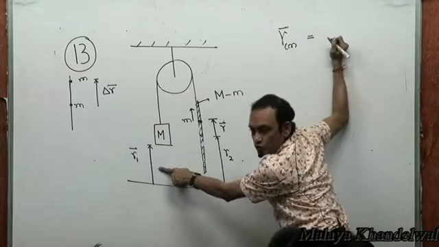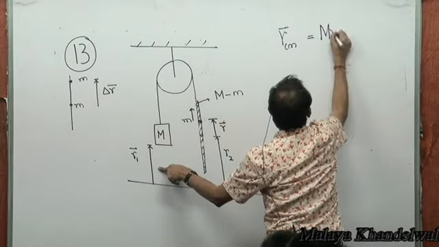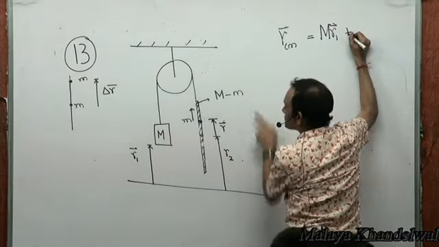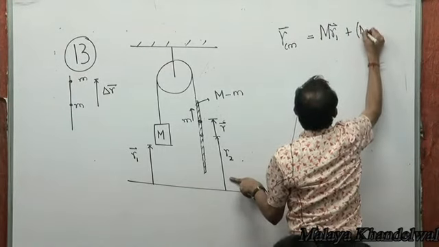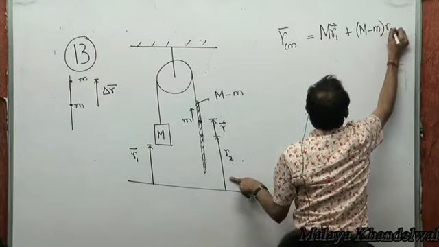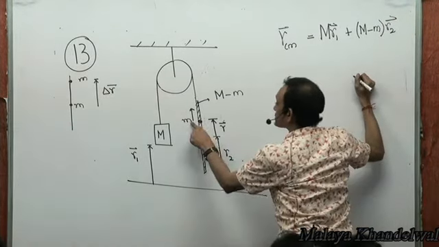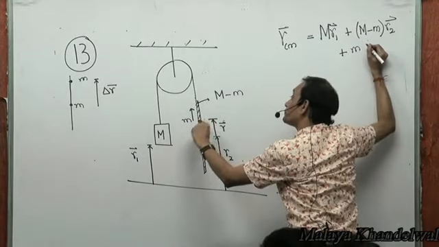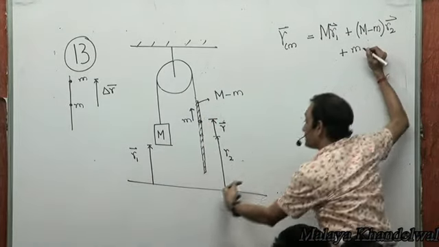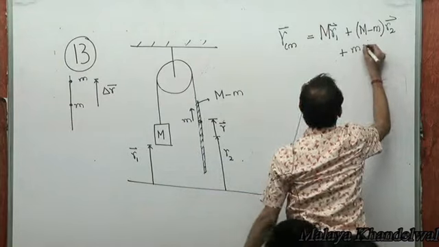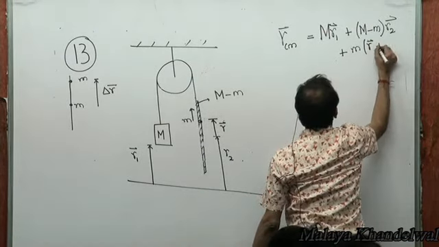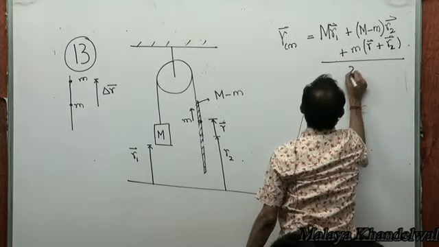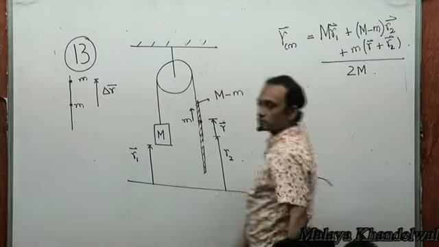Now, the center of mass of the system is going to be capital M into r1, plus capital M minus small m into r2, plus small m into r2 plus r, where r is the position of the man with respect to the ladder, but r2 plus r is the absolute position of the man, divided by the total mass of the system, which is 2M. Yes or no?